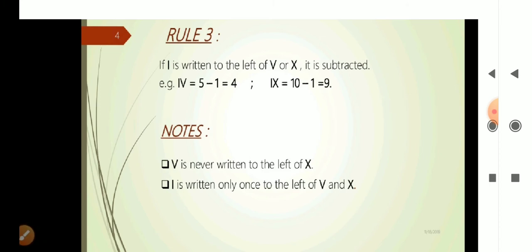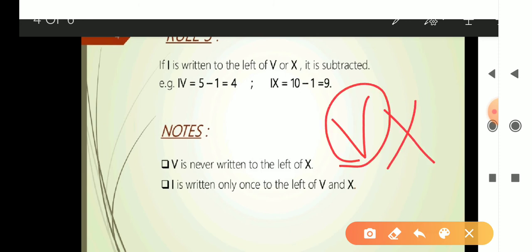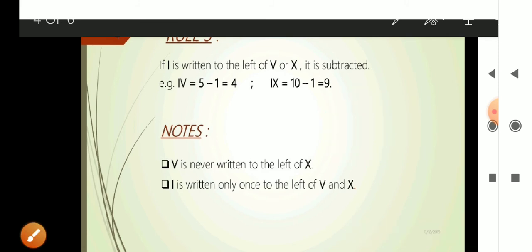If we write it on the right side, it is added. Remember this. And note, V is never written on the left of X. We never write VX, because V is not repeated and V cannot be subtracted. Then I is written only once to the left of V and X.